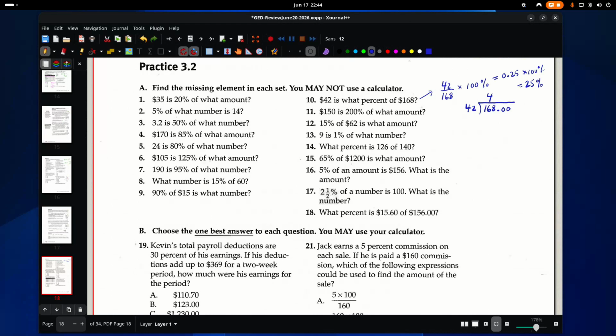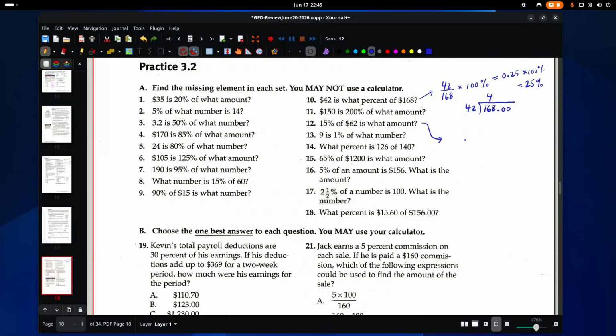Let's see, we've got 126 and 140. That's probably going to be something similar. 15% of 62 is what amount? 9 is 1% of what number? All right, let's try number 12.